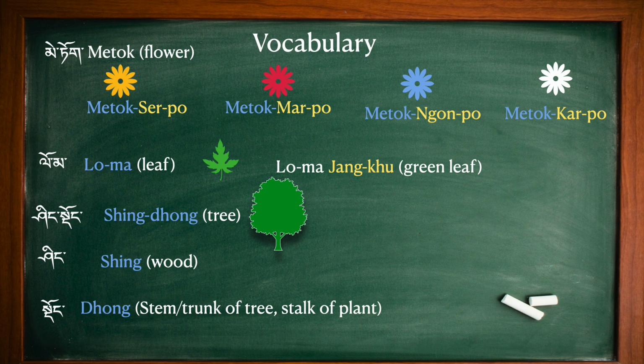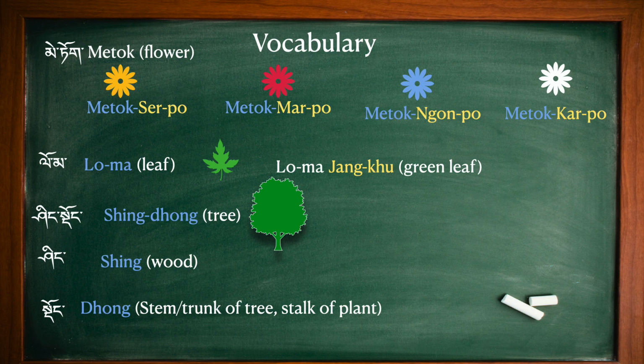All right, let's build some more Tibetan vocabulary here. So flower in Tibetan is metok. If we use color adjectives here, so yellow flower is metok serpo. Red flower is metok marpo. Blue flower in Tibetan is metok ngunpo. White flower in Tibetan is metok karpo.